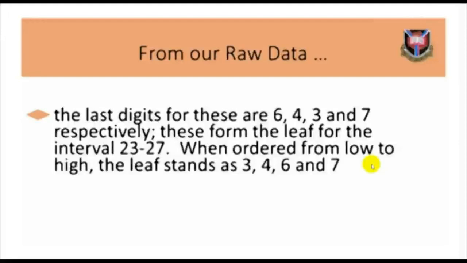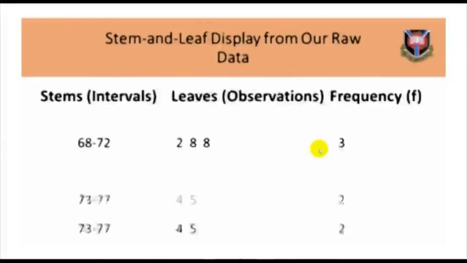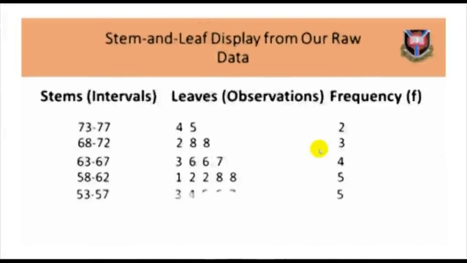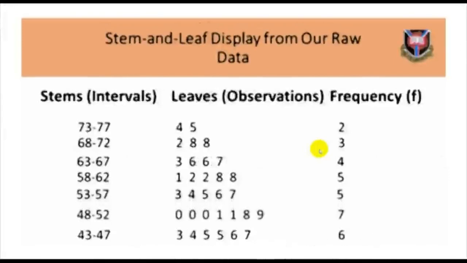The last digits for these are 6, 4, 3, and 7 respectively. These form the leaf for the interval 23 to 27. When ordered from low to high, the leaf stands as 3, 4, 6, and 7. Do the same for other intervals. The stem and leaf display shows the same graphic representation as the histogram because each observation takes up one space. Also, it is very easy to recall each score in the raw data from the display.